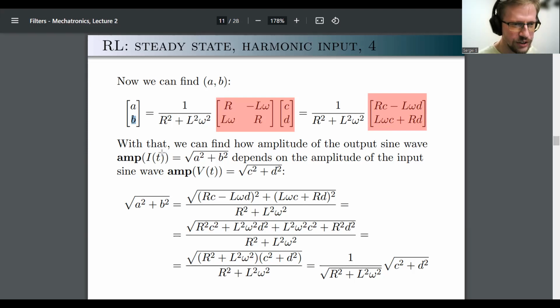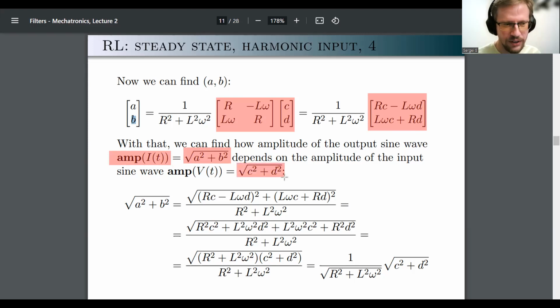Here is the important question that we really want to ask. How the amplitude of the current, this is how it is calculated, A squared plus B squared, makes sense somehow, right? Yeah, this is the amplitude of the current. Again, this comes from the trigonometric identity, which I should probably attach to the end of the lecture notes.